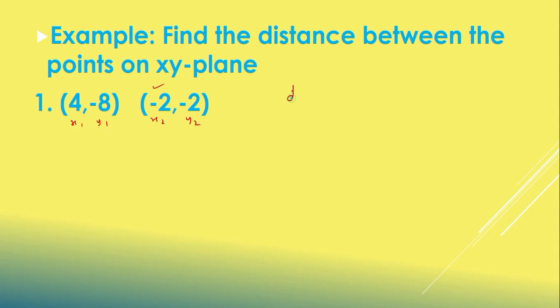So the formula for distance d is the square root of the difference between the x values, minus 2 minus 4, whole square. The difference between this and this, isn't it? Minus 2 minus 4 whole square, plus the difference between the y values, minus 2 minus of minus, here it is plus 8, whole square.